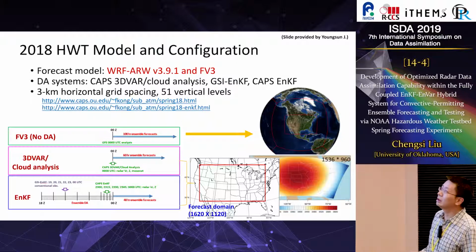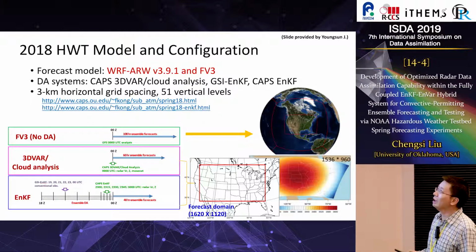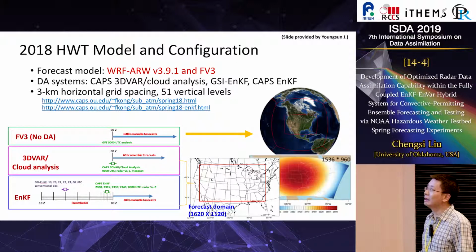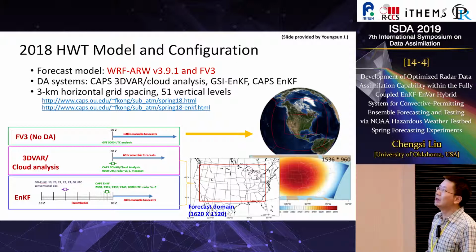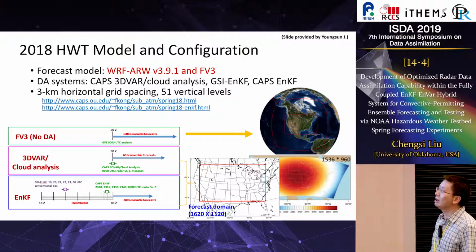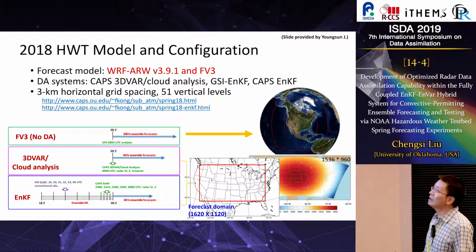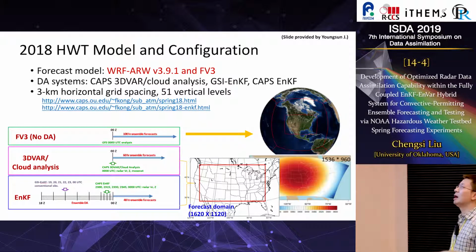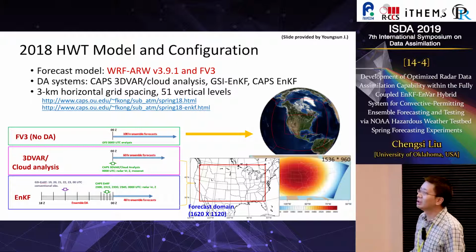This is the last year HWT model and configuration. We use the WRF ARW model and also FV3. For the DA system, we use the CAPS 3D VAR and cloud analysis, and GSI EnKF, as well as the CAPS EnKF, basically for radar data assimilation. The resolution is 3 kilometers. And this is the website for our spring experiment production.